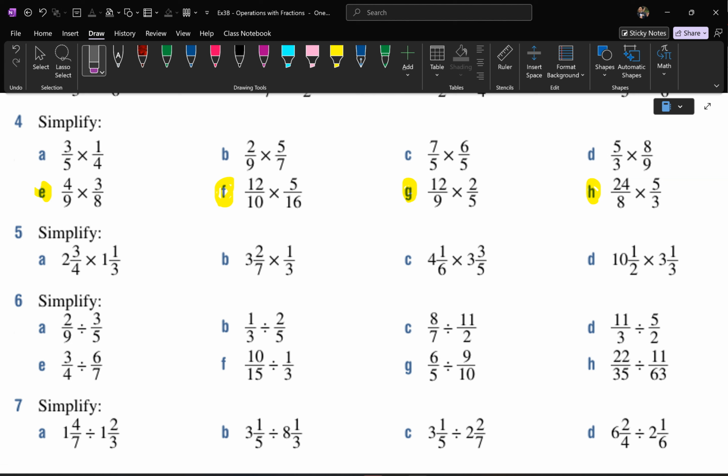Of fractions. Is it recording now? It is recording. All right.